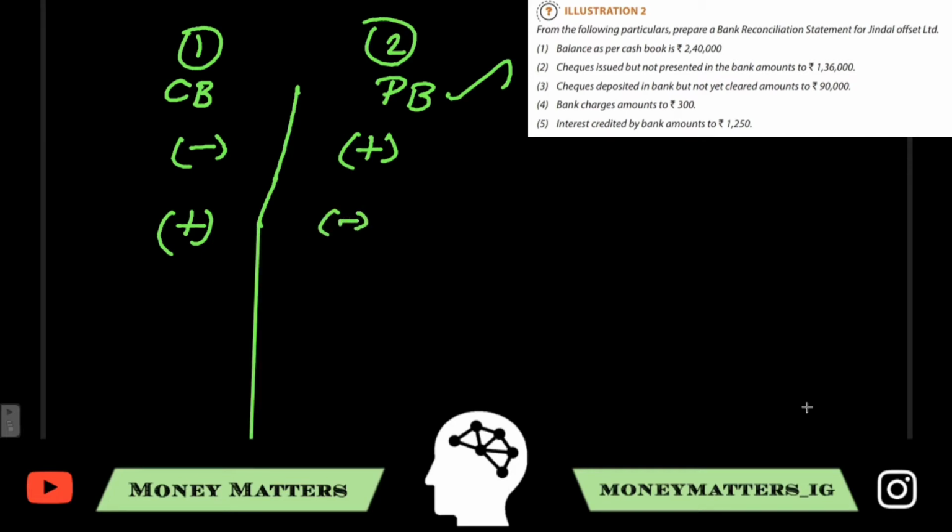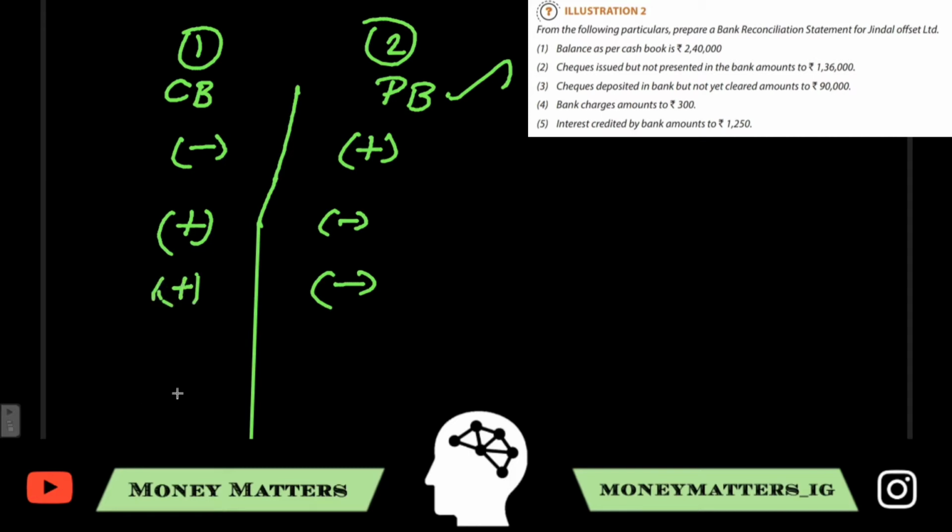Now, the third part of the question says, bank charges amounts to 300. Here, whenever there's bank charges, the passbook balance would always decrease first, because the bank would first decrease the balance in the bank and then inform the firm. So automatically, if one decreases, the other one would increase.